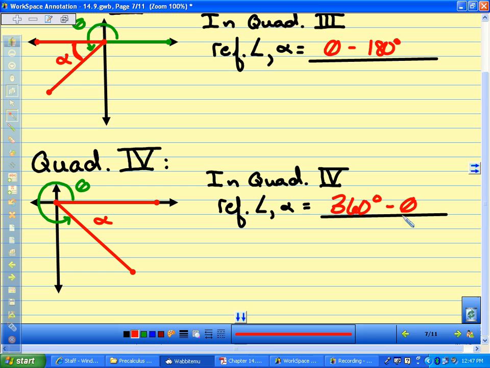Okay, so very important, folks. You need to know how to find a reference angle in each of your 3 quadrants. Quadrant 2, 180 minus theta. Quadrant 3, theta minus 180. Quadrant 4, 360 minus theta. If you can't remember that, just understand what a reference angle is. It's an angle formed by the terminal side and the x-axis. So if you can draw it, then you should be able to determine how to find it as well. Okay? 180 minus theta for 2, theta minus 180 for 3, 360 minus theta for 4.